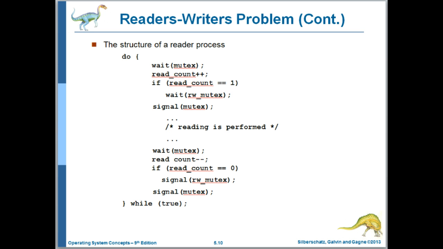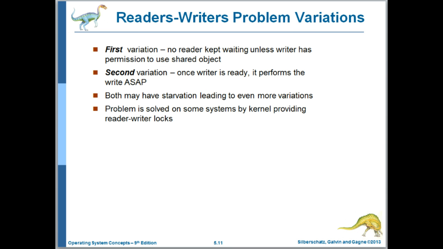So similarly, the reader performs a wait on the mutex, decrements the count, and if it was the last remaining reader, it will signal the read-write mutex to signal that there are no readers or writers in the critical sections, and then it releases the mutex. So there are two versions of the readers-writers problem.